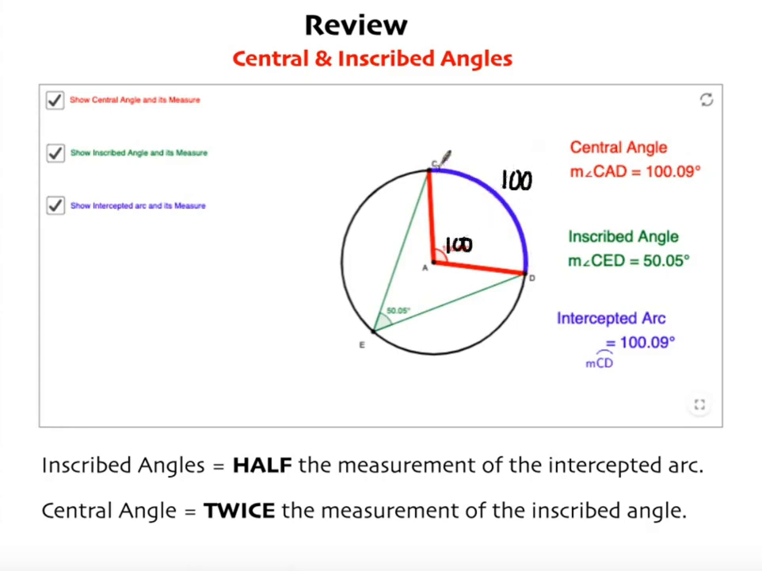And we also learned that the inscribed angle, which is an angle formed by the intersection of two chords on a circle, is going to be half the measurement of whatever the central angle is and its intercepted arc.